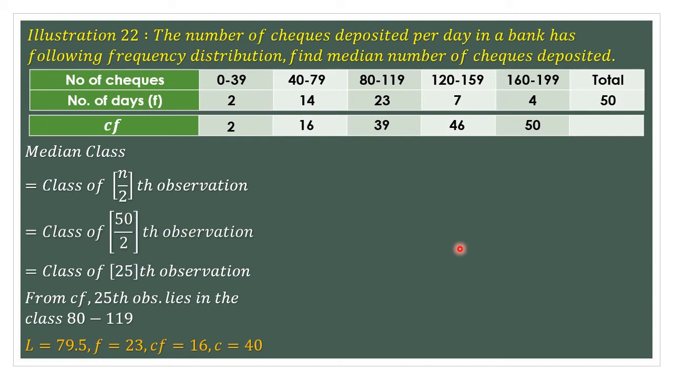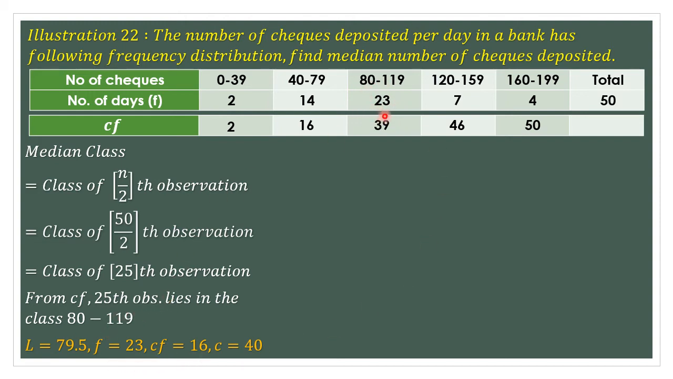CF is the cumulative frequency before the median class, and C is the class length of the median class. Now, L is the lower limit of the median class. The median class is 82 to 119, but as you can see, these are inclusive classes, so we need to deduct 0.5 from the lower limit. So we will take L as 79.5. The frequency of the median class is 23.